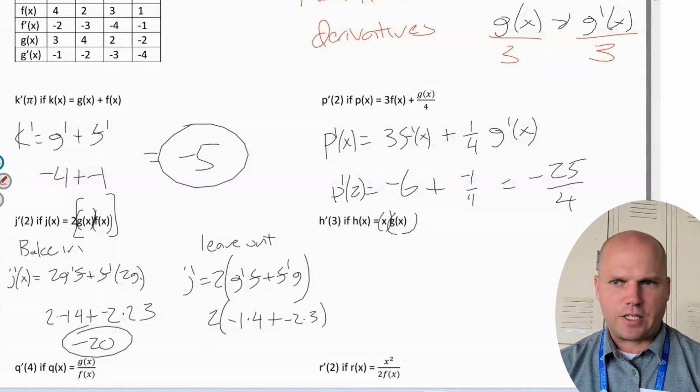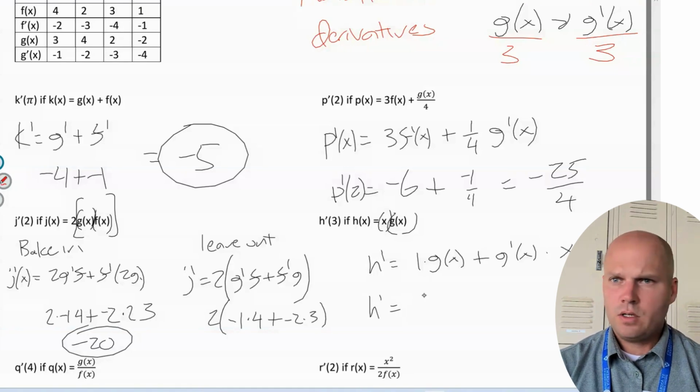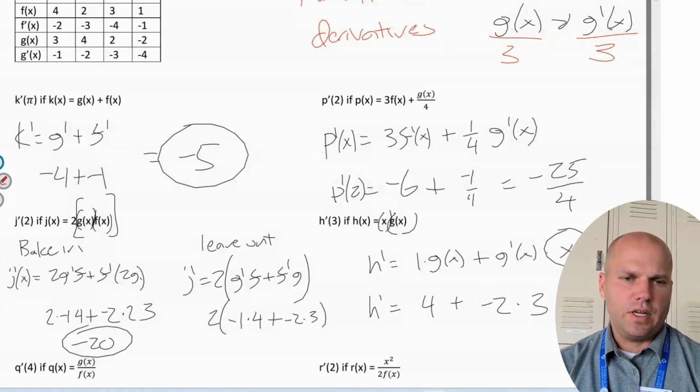It's still a product. Watch how this works. The slopes of h would be the slopes of the first times the second plus the slopes of the second times the first. Slope of h at 3: g of 3 is 4, g prime of 3 is -2, times 3, because we're talking about x. This will be -2.